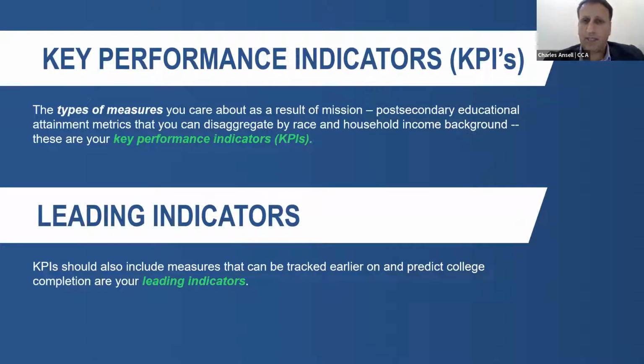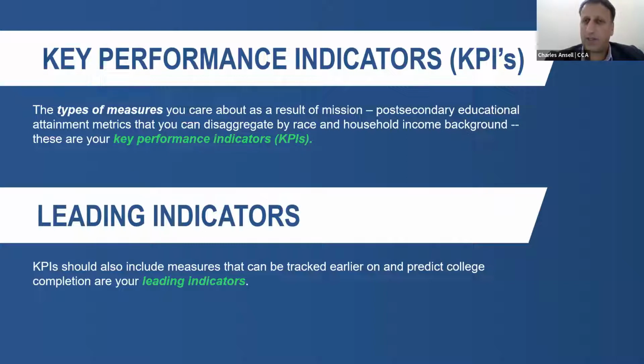I already talked about this, but the idea is that those metrics that you create, some of them are going to be your key performance indicators. They may already be labeled as such in your strategic plan. So the types of measures that you care about as a result of your mission. And then you've got the ones that are the leading indicators of your key performance indicators. Then you have metrics that are the leaders of those leading indicators.